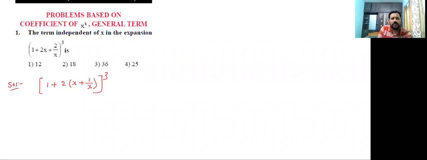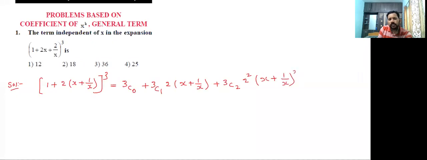Or otherwise you can expand, no problem, by using the binomial: 3C0 plus 3C1 into 2 into (x + 1/x), plus 3C2 into 2 square and (x + 1/x) whole square, plus 3C3 into 2 cube (x + 1/x) whole cube.